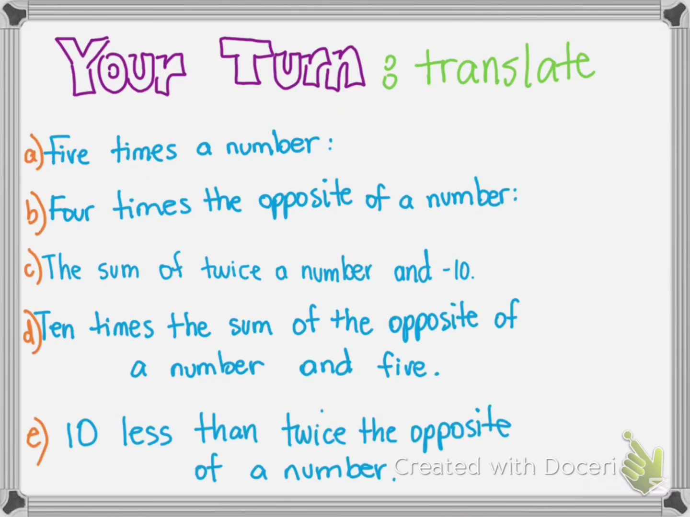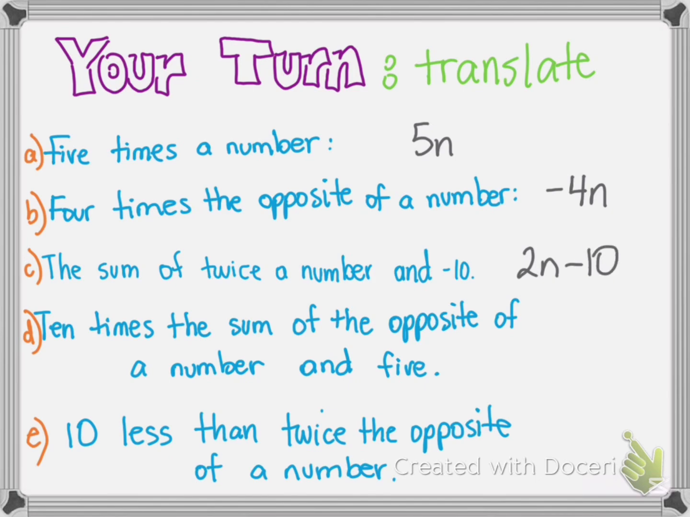I'm going to let you do these by yourself, so pause the video, and then you can check your answer with my answers. Okay, so the first one, 5 times a number. Pretty easy, 5n. 4 times the opposite of a number. So again, the opposite of a number is going to be a negative n, but with a 4 in front, I can put negative 4n. Letter C, the sum of twice a number, negative 10. So I see a negative 10 there, so I know I can put just minus 10. So I'm going to put twice a number, minus 10.